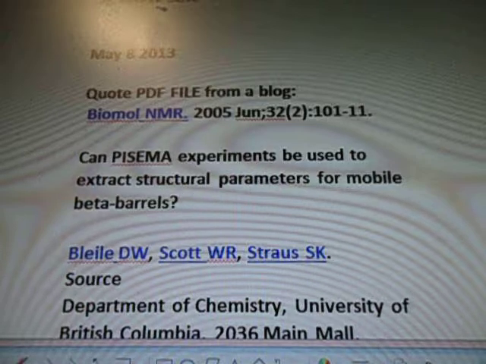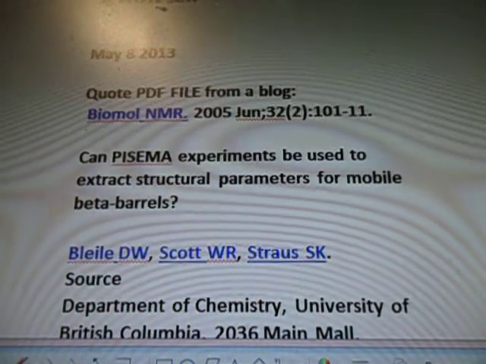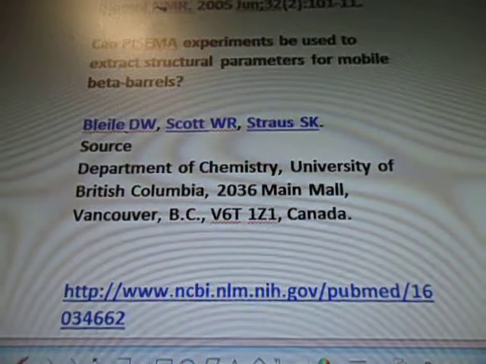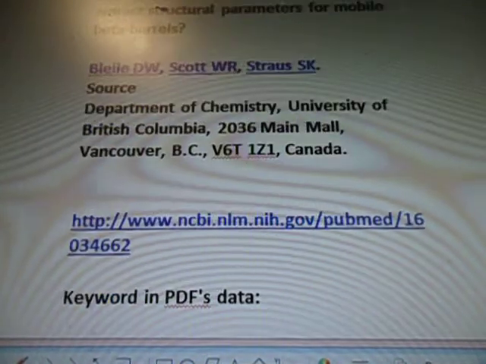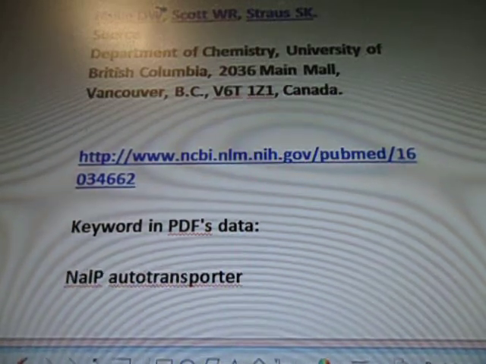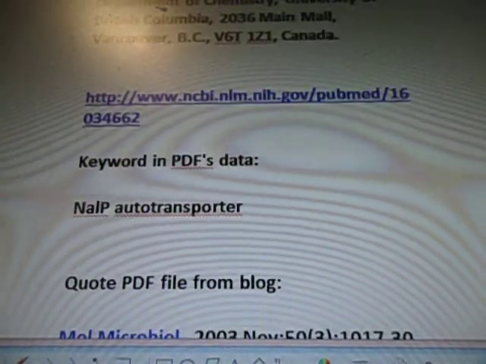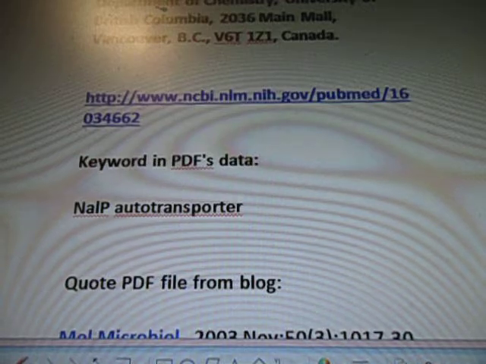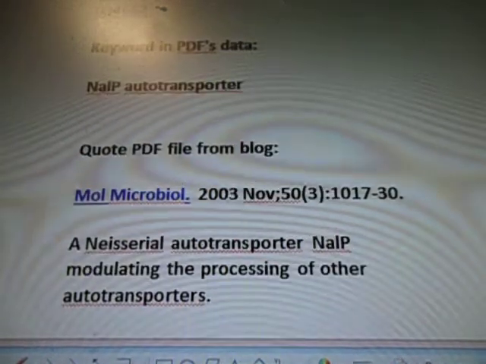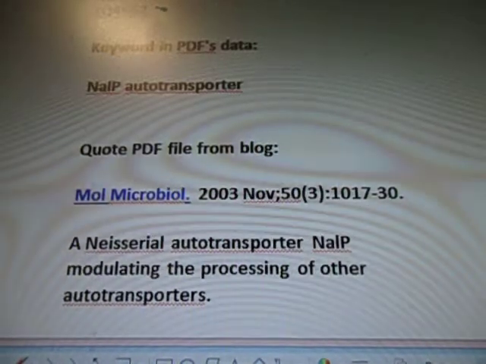So, can PISEMA experiments be used to extract structural parameters from mobile beta barrels? Again, this is from the scientists from Vancouver, BC, Canada. At www.ncbi.nlm.nih.gov, the keyword in the PDF data was nalP autotransporter, so I looked it up. I wanted to see what it was, and I found some more goodies for it.